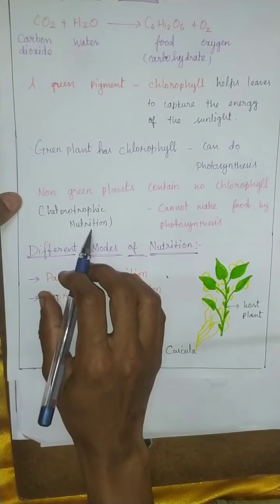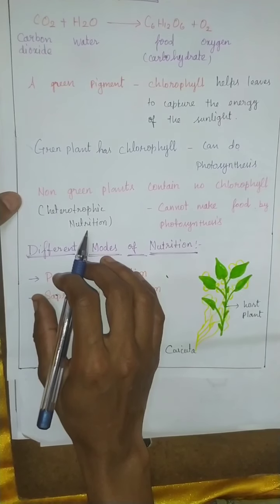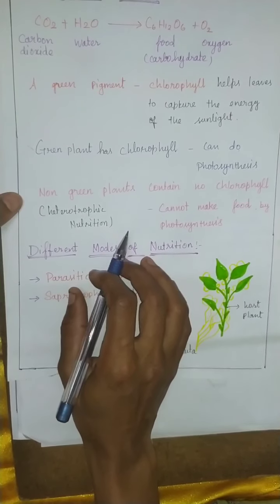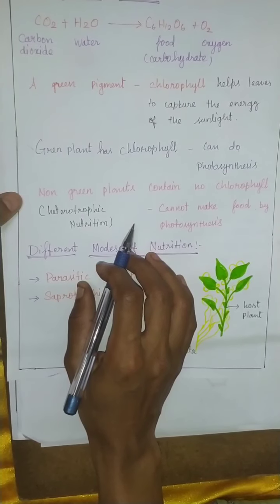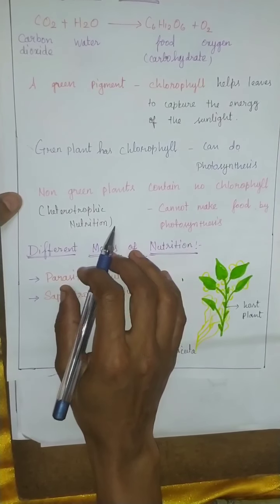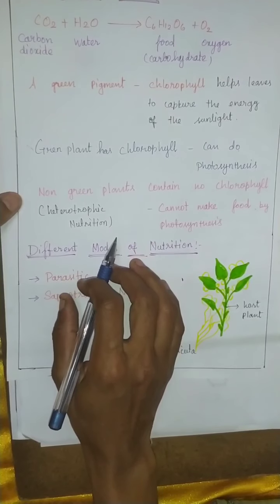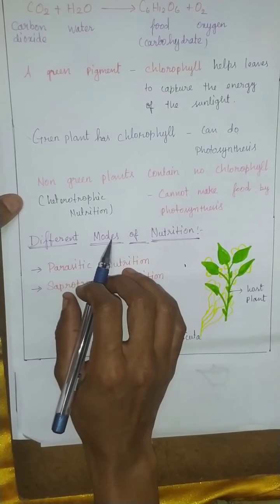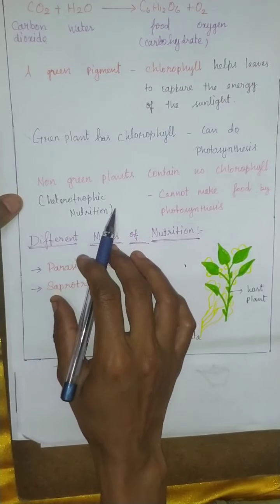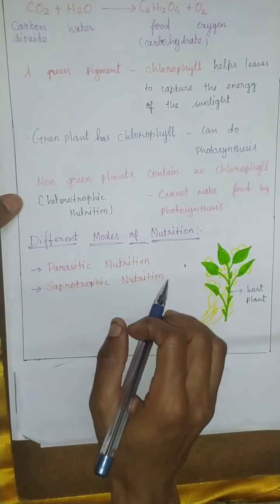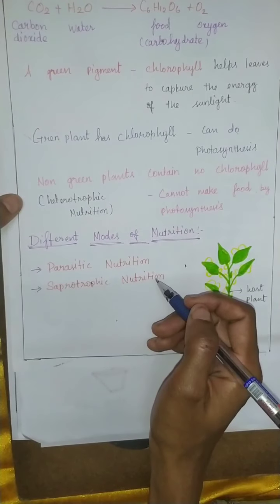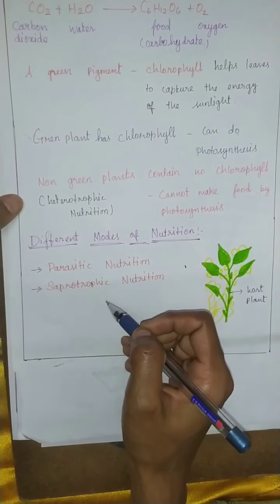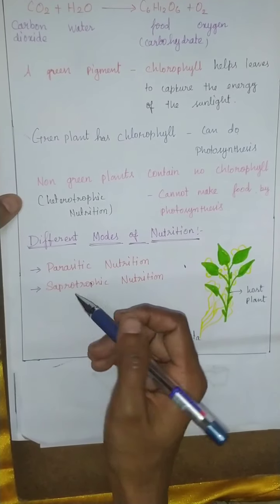Means they follow the heterotrophic mode of nutrition and they are called heterotrophic plants, because they cannot make food by photosynthesis. They get food from other organisms. How do heterotrophic plants get food? They obtain food through different modes of nutrition, that is parasitic nutrition and saprotrophic nutrition.